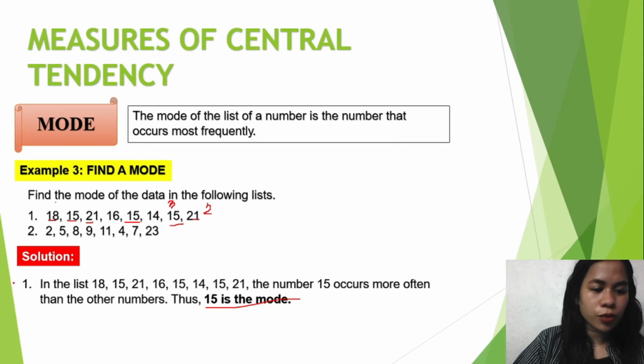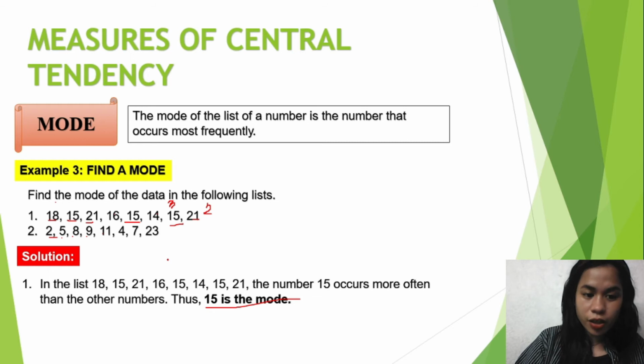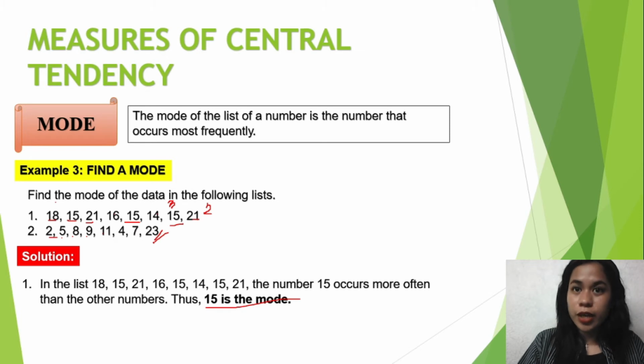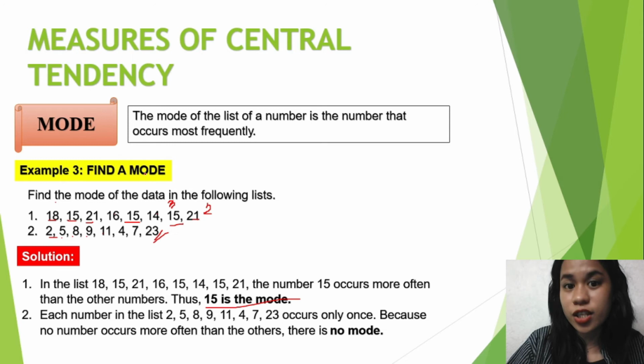And how about number 2? So, let us count kung alin ba dito sa mga given numbers occurs most frequently. So, 2, 1, 5, 8, 9, 11, 4, 7, and 23, they occur only once. Therefore, kapag ganito yung case, meaning to say that the mode is hindi natin ma-determine. Meaning to say that there is no mode in example number 2. So, because no number occurs more often than the others, therefore, there is no mode.